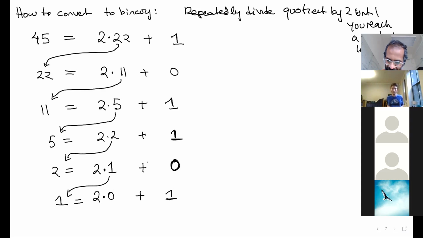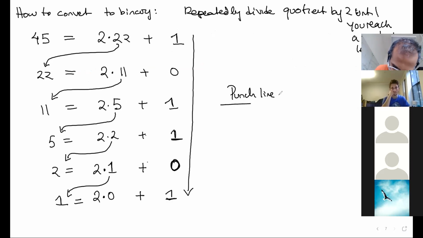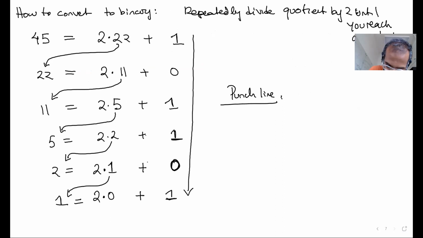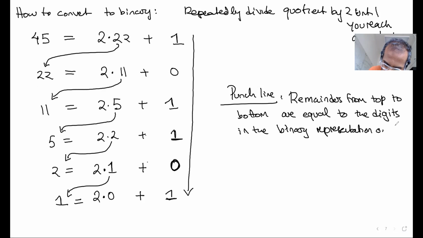Okay, so here's something interesting. Let's read these remainders from top to bottom. That's the same as the binary expansion I started with, 1 0 1 1 0 1. So the punchline is that the remainders are the digits in the binary representation of 45, 1 0 1 1 0 1.